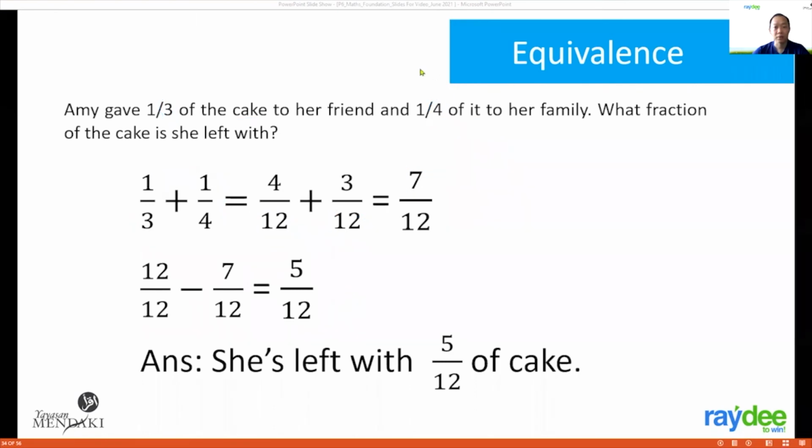So that is equivalence, right? Where is the equivalence part? Here you need to know the 1/3. You change the denominator. You gotta convert this to 4 over 12 and 1/4 to 3 over 12, right?